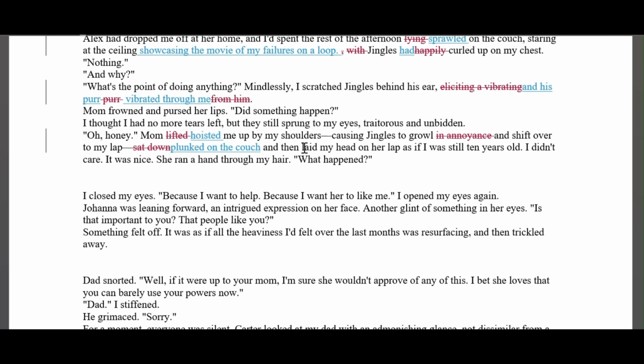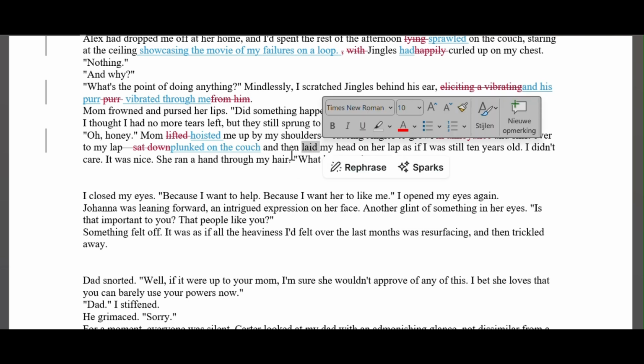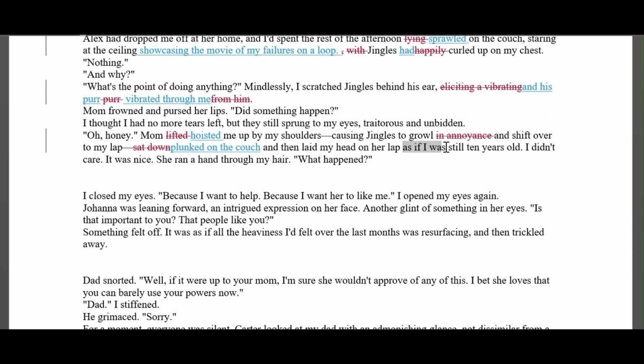And then laid my head on her lap as if I was still 10 years old. So even though laid doesn't tell us much, like lying earlier, because we have the as if I was still 10 years old, it does give us a visual, right? It gives us the visual of a mother who wants to comfort her child. I didn't care. It was nice. It's fine.